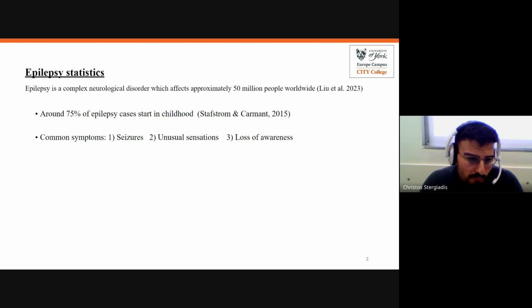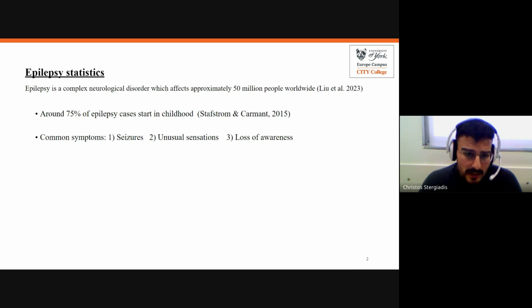of Dr. Ladas. Also, some of the common symptoms are seizures themselves, which is probably what you have heard when talking about epilepsy. However, we also have some unusual sensations during an epileptic crisis, which mean mainly some sudden change in the taste or smell, or it could be some pinching sensation on the limbs, or both upper and lower limbs, and also we could have loss of awareness.